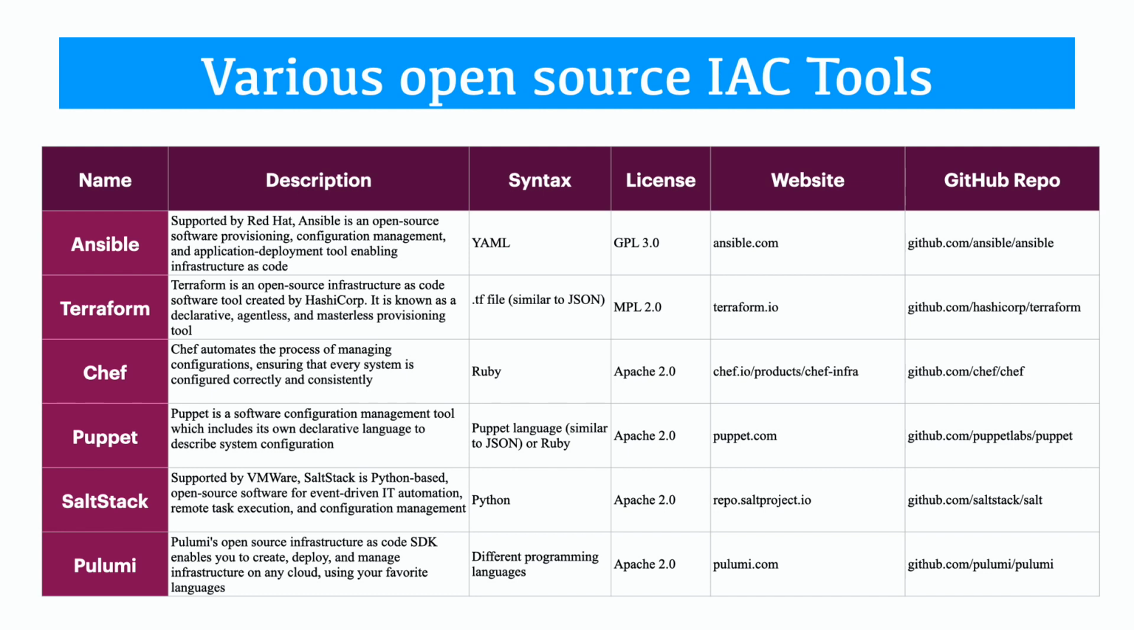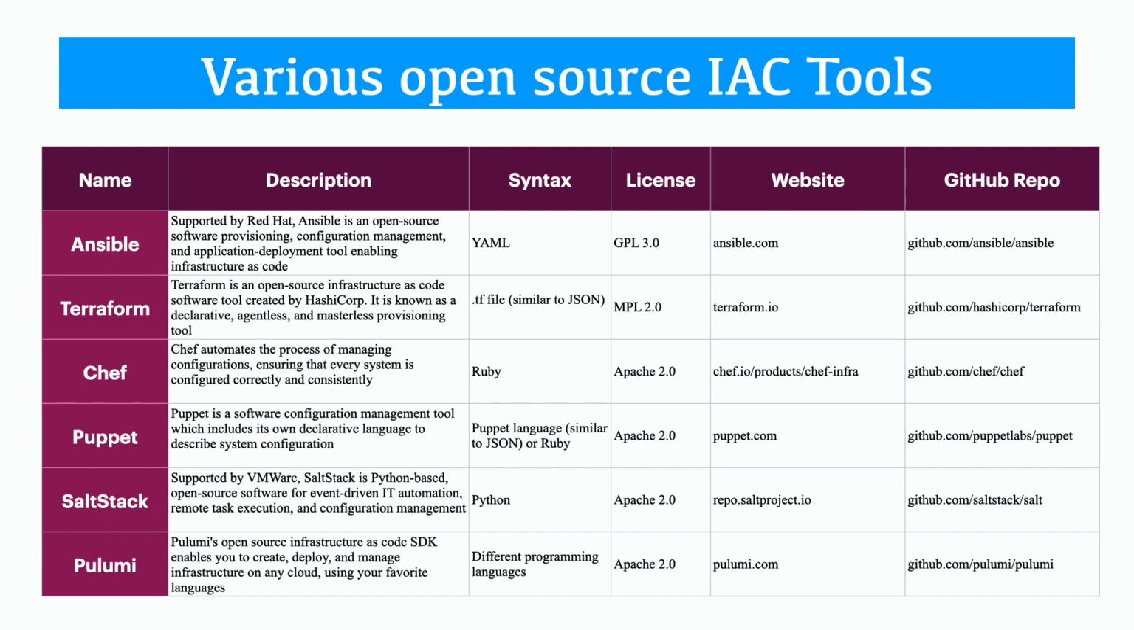First one on our list is Ansible. Supported by Red Hat, Ansible is an open source software provisioning, configuration management, and application deployment tool enabling infrastructure as code. Its main syntax for configuration files is YAML, and the license is GPL 3.0 at the moment, and you can find the website and the GitHub repo here.